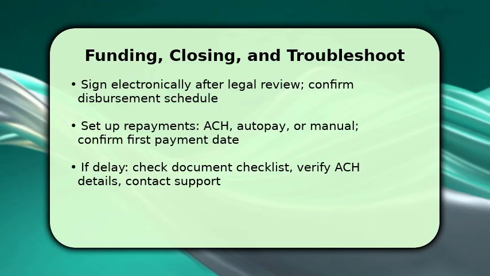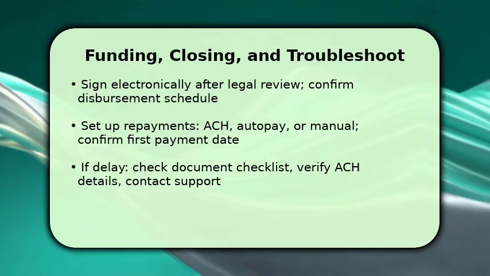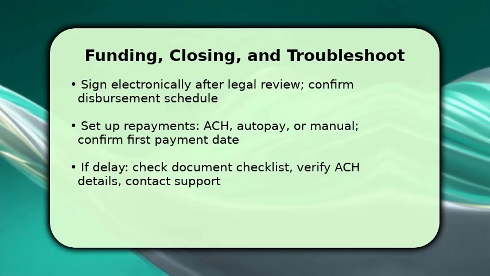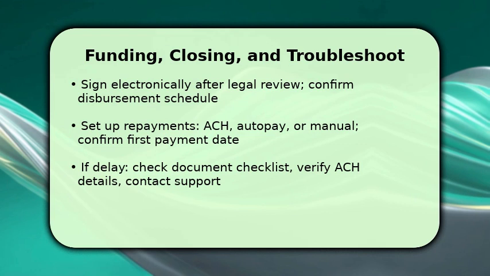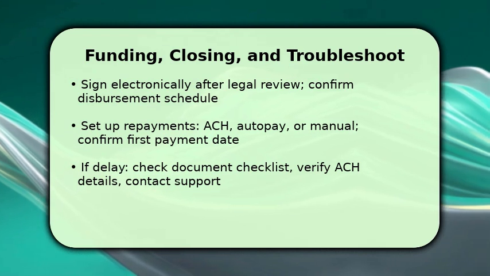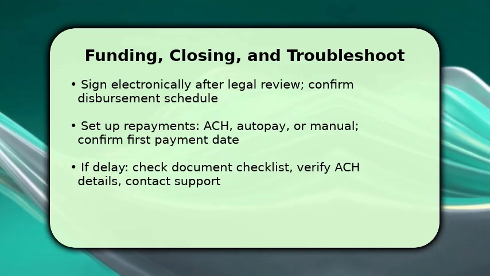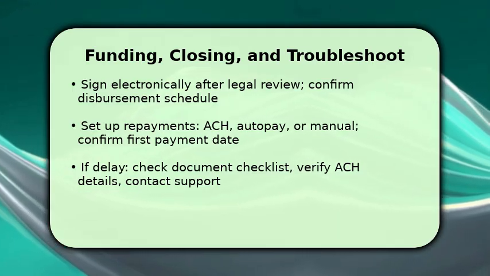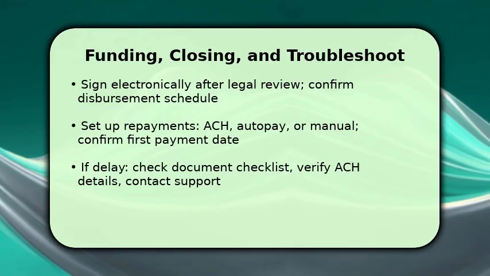If funding delays occur, immediately recheck the document checklist, verify ACH routing and account numbers, and contact support with timestamps. One key troubleshooting tip: if underwriting flags cash flow, provide a bank reconciliation and a short cash flow projection to clear concerns fast and secure funding.